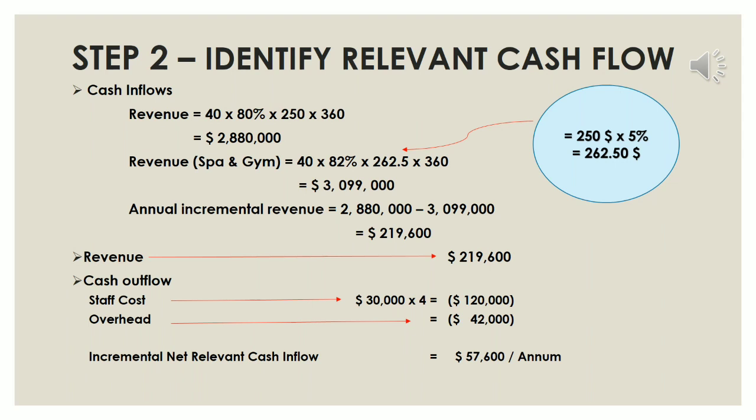Finally, the cash flow will be 57,600 per annum. How did this 57,600 per annum come? We have to deduct all the cash outflows from our total revenue received, which is 219,600. We have to deduct 162,000 from 219,600.